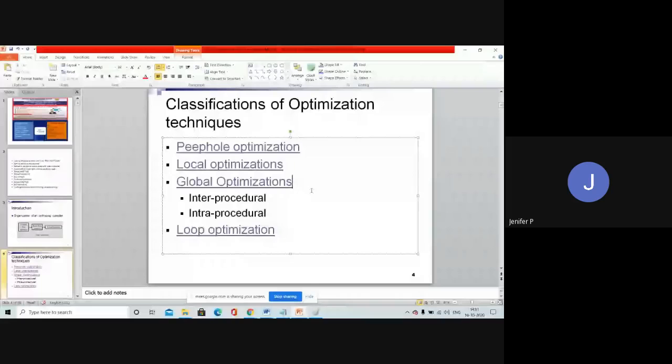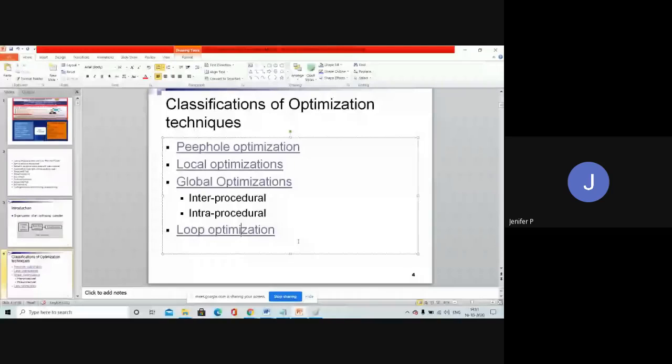Then local and global optimization represent, for example, when you are coding, a block of statements is represented as starting with the opening brace and ending with the closing brace, right? So local means the optimization performed within a block is called local optimization, and between the blocks is called global optimization. Then for loop optimization, we consider while loop, for loop, or do while, whatever it is. When it is considered with the looping statements, it is said to be loop optimization, right?